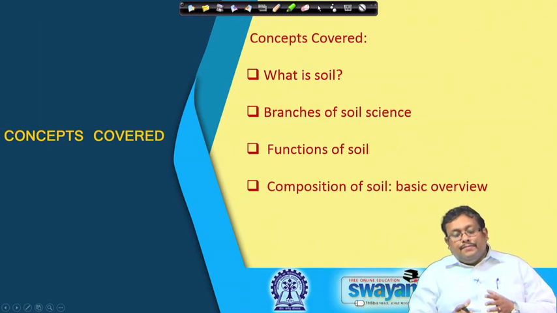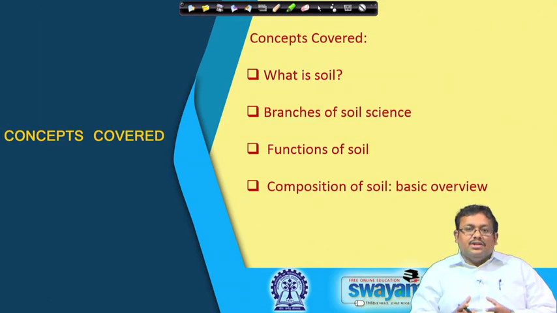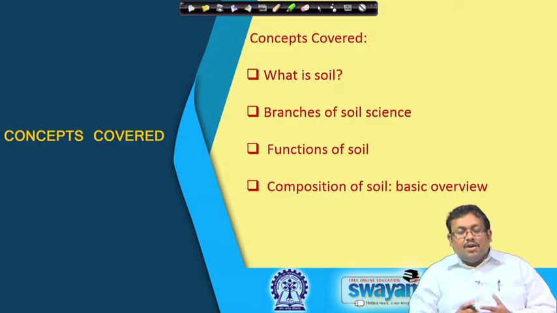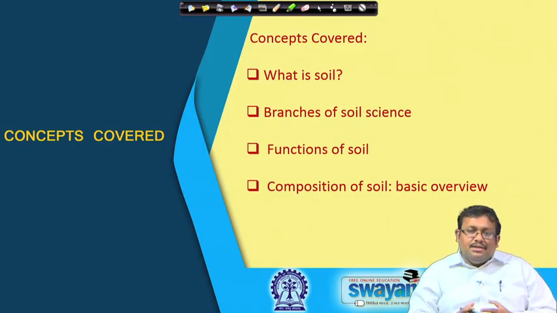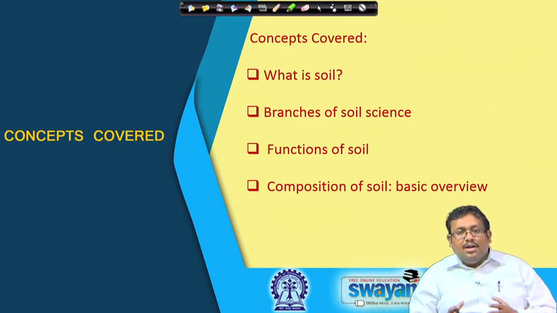First of all, we will cover what is soil, that means what is the definition of soil. Then we will talk about different branches of soil science, what are the different branches of soils, and then we will talk about what are the important functions of soil, why we are studying the soil science and what is the need of studying the soil science. And finally, we will be talking about the composition of soil. That means the soil is composed of what are the different components of soil, and we will have a brief overview of each of them. So, let us start.